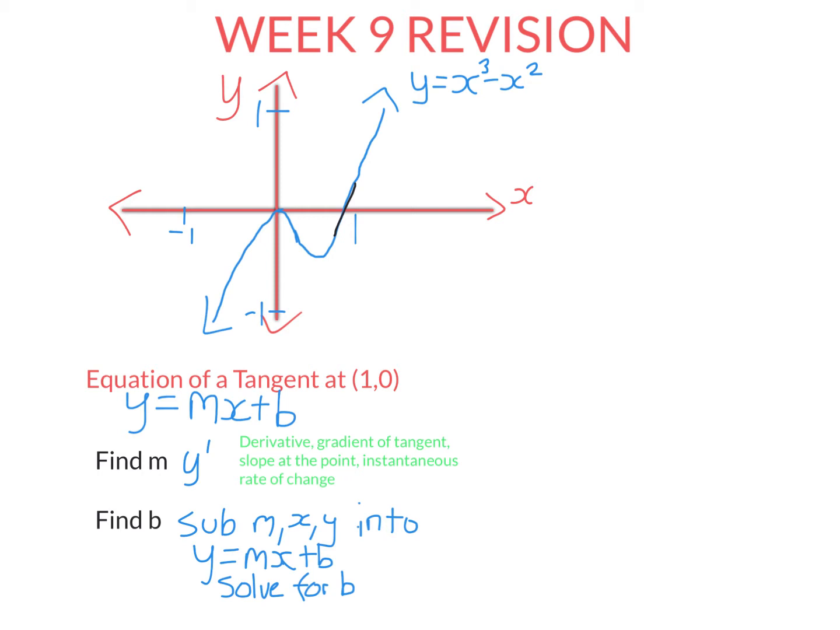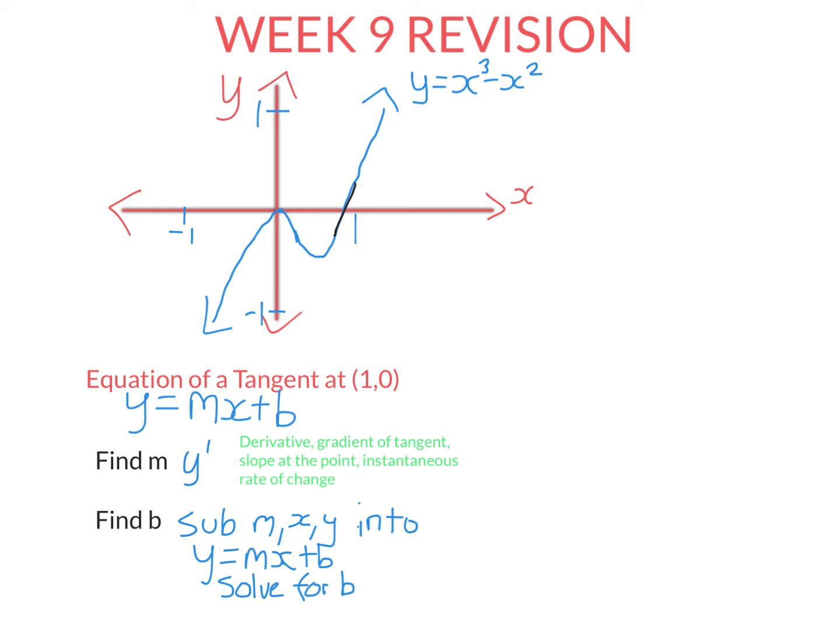So because a tangent is a straight line, we can use the rule for calculating the equation of a straight line. Any straight line has the form y equals mx plus b, where m is the gradient and b is the y-intercept. I know it's a bit confusing, but all of these words here, derivative, gradient of a tangent, slope at the point, instantaneous rate of change, they all mean the same thing.